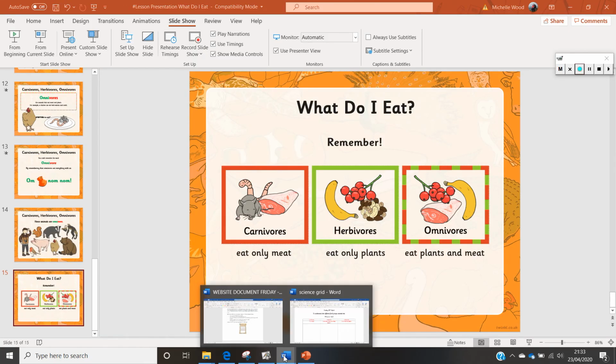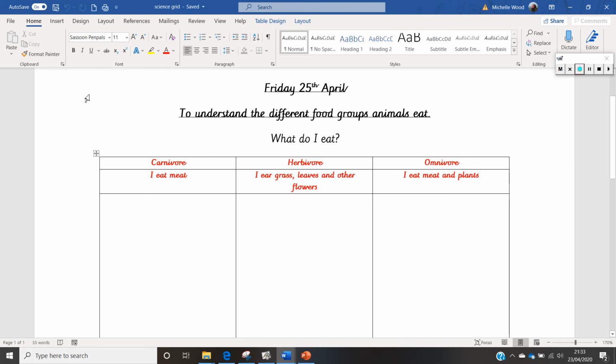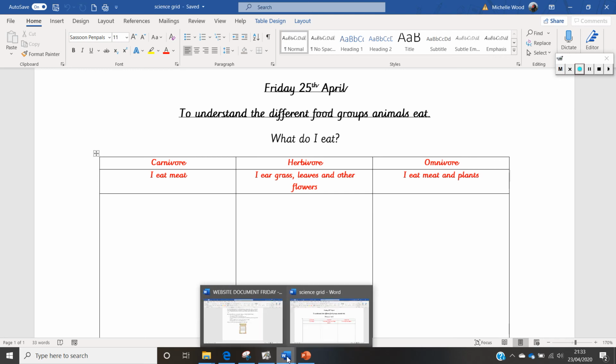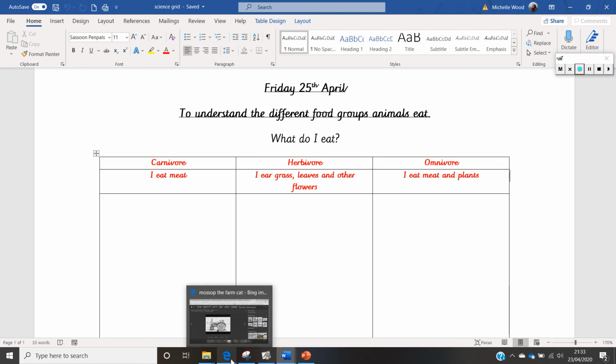So the chart that you are going to create looks something like this. So it says to understand the different food groups that animals eat. So here you're going to either draw or write or draw and label the animals that eat meat, that are herbivores that eat grass, and that are omnivores that eat both meat and plants. Have a really good go at that during the lesson, and I will see how well you have done when you send it to me.